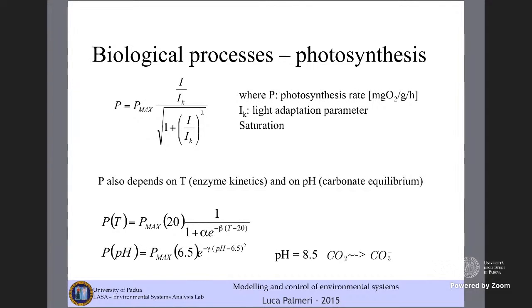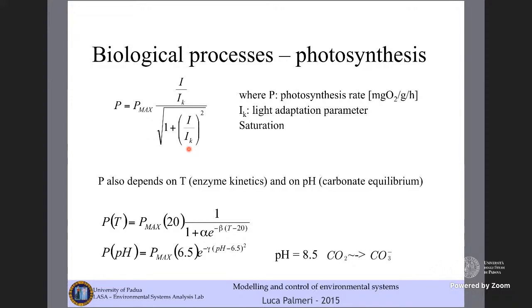More particularly, we may describe in more detail the process of photosynthesis. For example, the typical model employed for describing photosynthesis is the one represented here, in which we say that we have a photosynthetic rate that is equal to a maximum rate that is reduced by quantities. On the denominator, we have a ratio between the incident radiation and a quantity of radiation that takes into account the light adaptation capability of the plant at saturation. So EK describes the physiology of the plant.